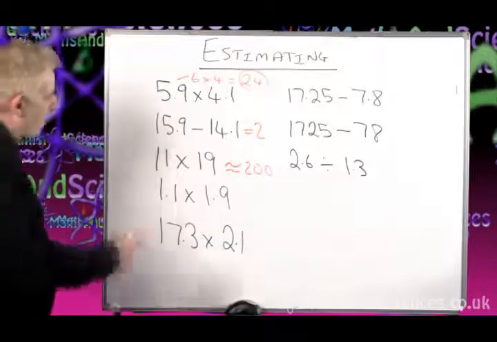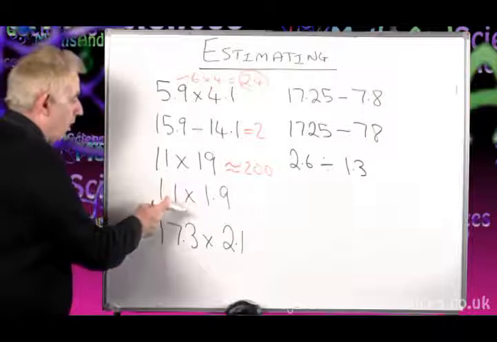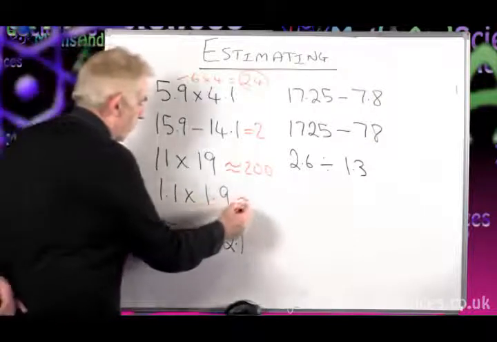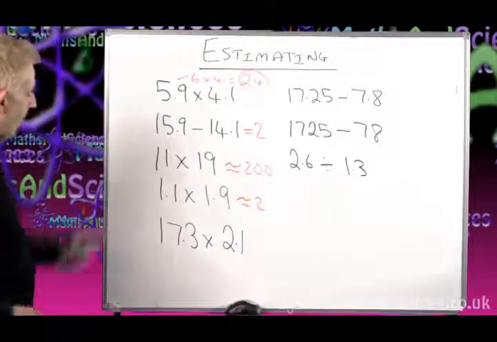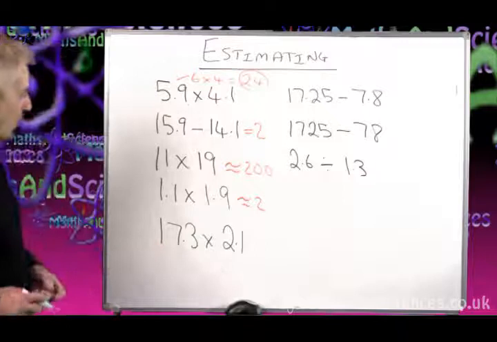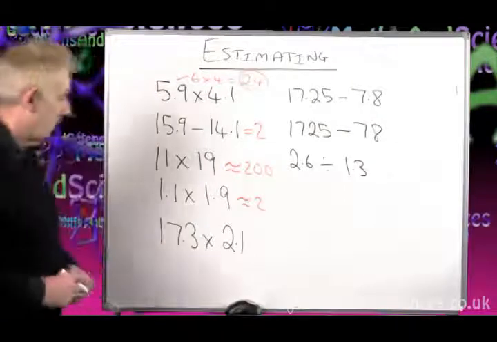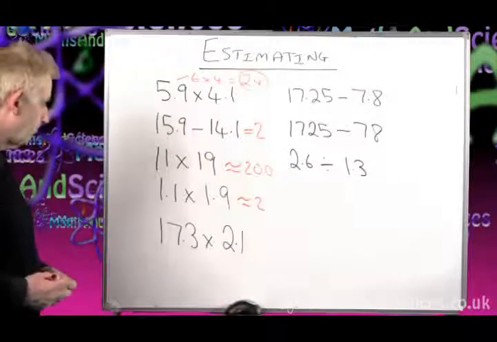And once we've done that one, this one should be easy because really that's roughly 1 and that's roughly 2. So that's going to be approximately 2. Notice what they've done with the decimal points there. They've divided that number by 10 and they've divided that number by 10. So we end up dividing by 100. So that's why instead of it being 200, it's going to be 2.